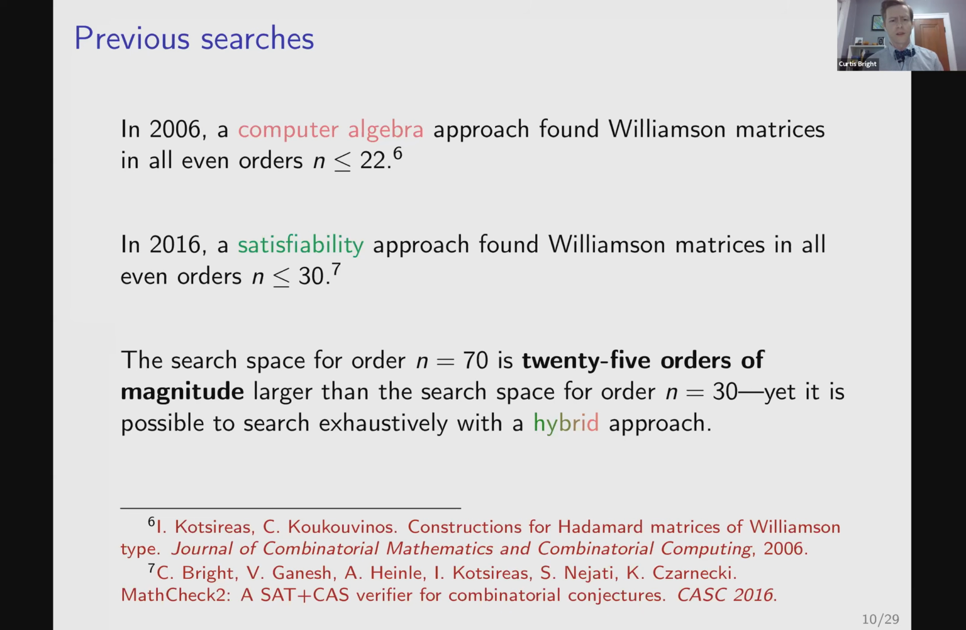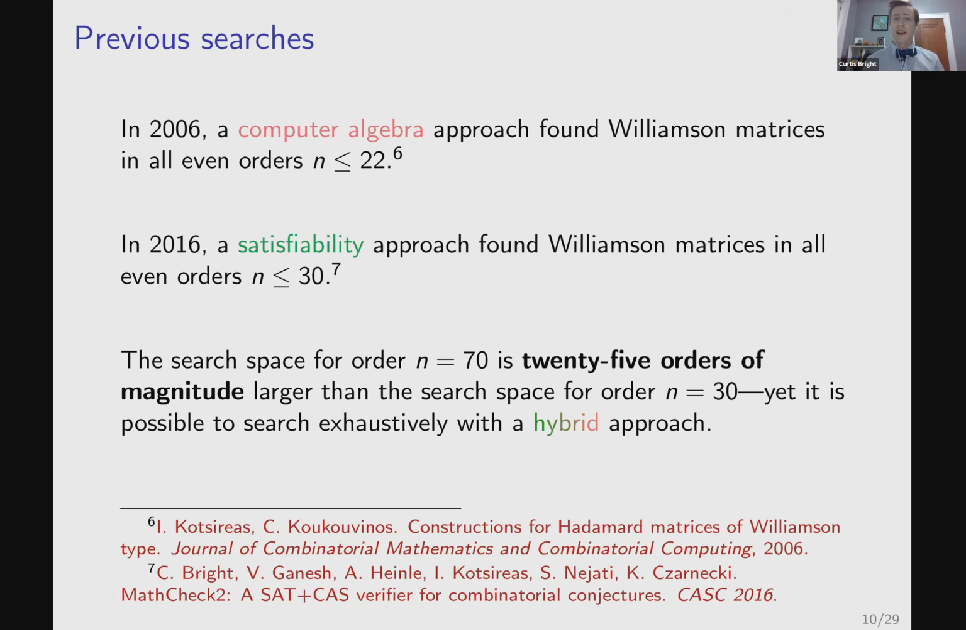I'll focus on the even orders here. The state of the art in 2006, which was using a computer algebra system, was getting Williamson matrices up to order 22. And when we came along, we came up with a SAT approach, as I'll describe, and it ran okay. It ran up to order 30. All right, so it was better than the computer algebra approach, of course, though it was 10 years later. But this should raise some eyebrows, because remember, I said with MathCheck, we were able to search up to order 70, right? And so this is not just some slight improvement.